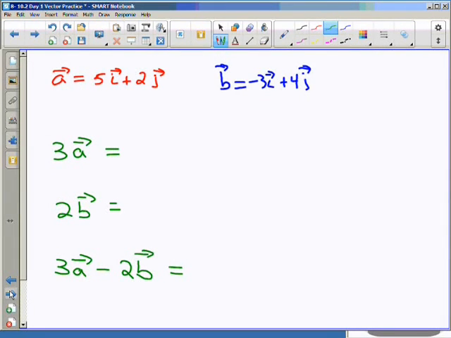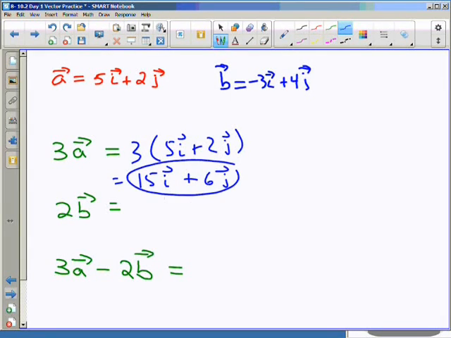All right, so let's look at some work here. I'm going to ask you to try this on your own algebraically, see how you do, and then we'll come back and get these answers. Okay, 3a would simply be 3 times 5i plus 2j, which is going to equal 15i plus 6j. That is what 3a is. 2b is 2 times negative 3i plus 4j, negative 6i plus 8j.